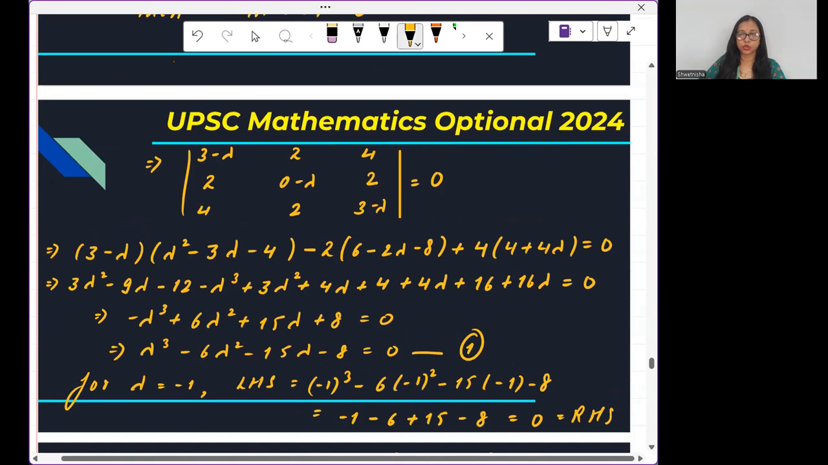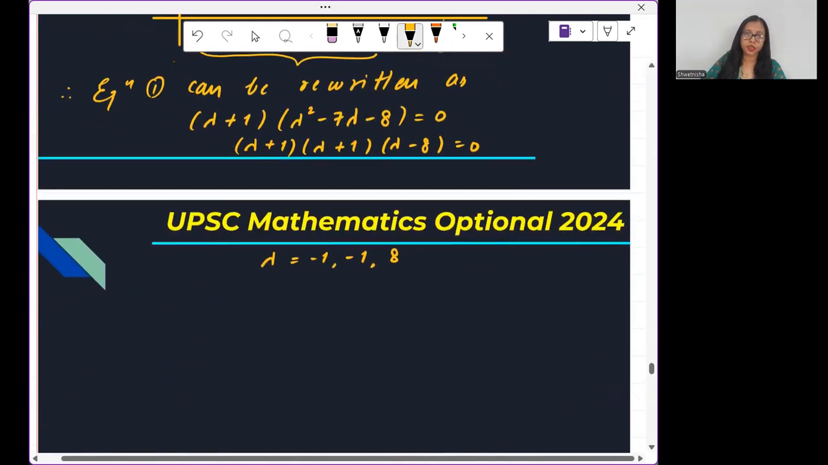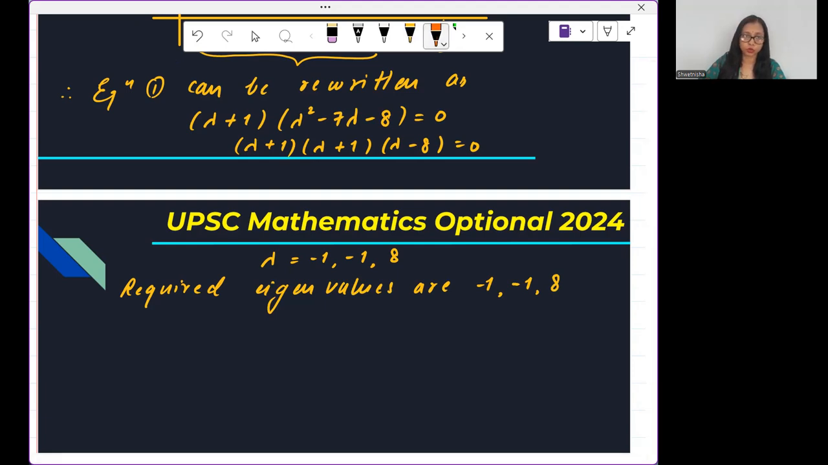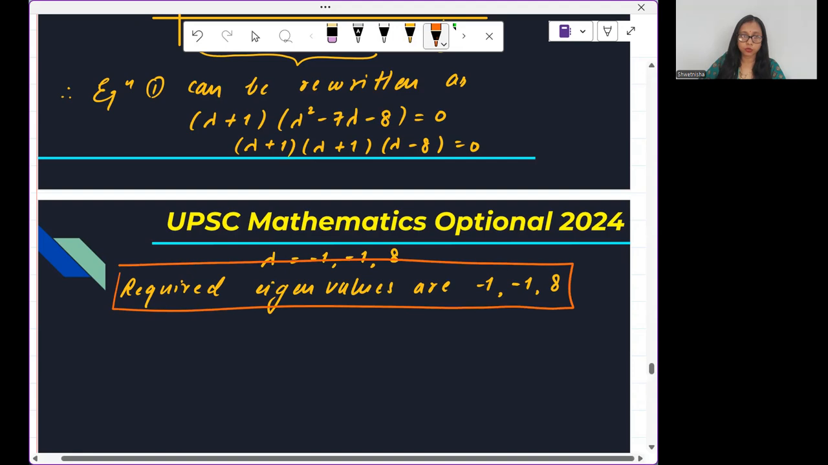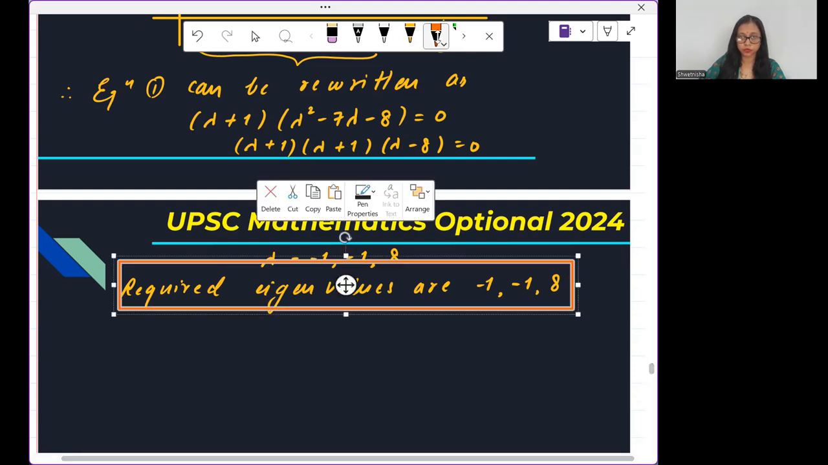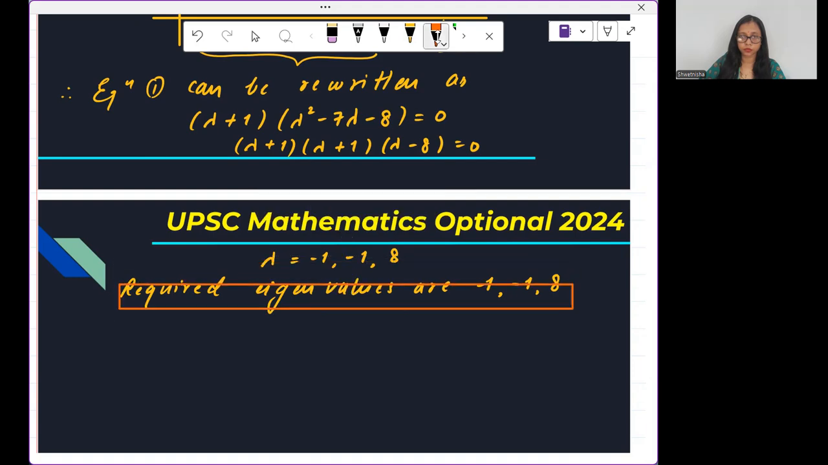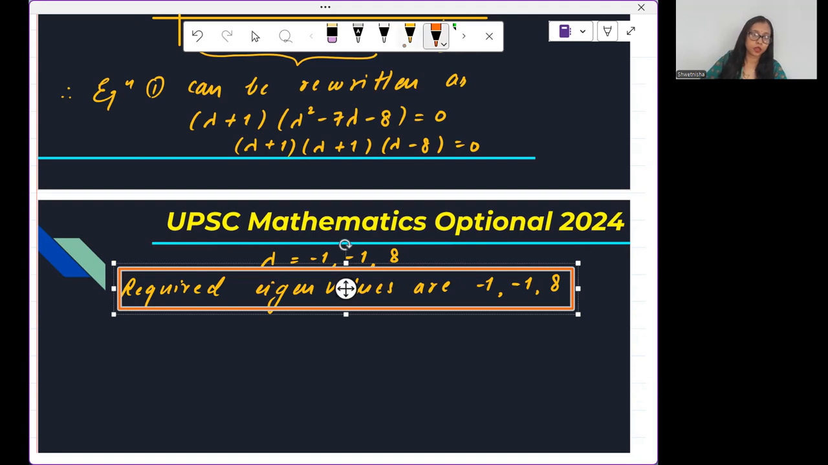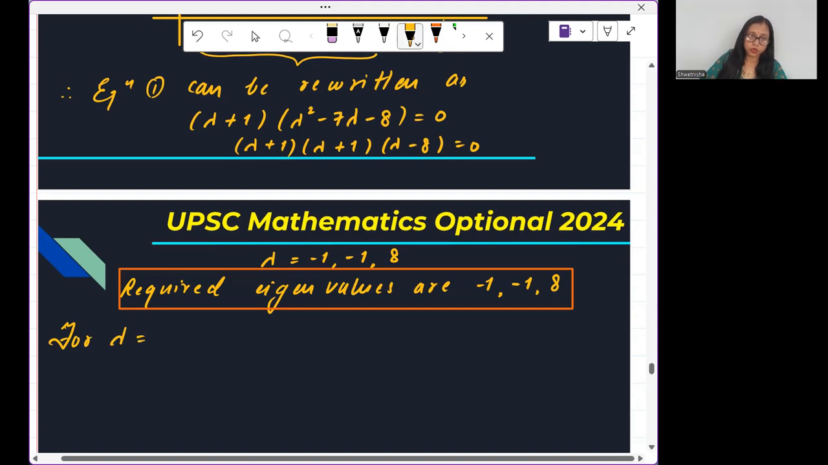Find the eigenvalues and the corresponding eigenvectors. So the required eigenvalues, at least I have: eigenvalues are -1, -1 and 8. Let's find the eigenvectors corresponding to them. For lambda equals -1.